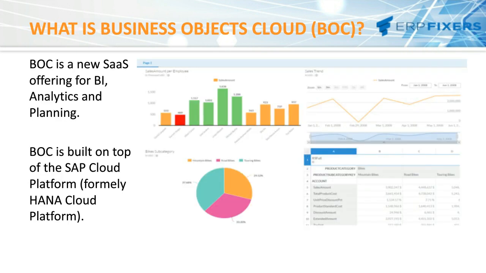So what is Business Objects Cloud? What's it for, right? Business Objects Cloud is a software as a service offering, relatively new. I think it's less than 2 years since it was launched by SAP. It has analytics and planning capabilities, and it's built on top of the SAP Cloud Platform, formerly known as the HANA Cloud Platform. So underneath Business Objects Cloud, there's HANA as a platform, there's HANA models, calculation views. For those of you familiar with HANA, you would know what I'm talking about.